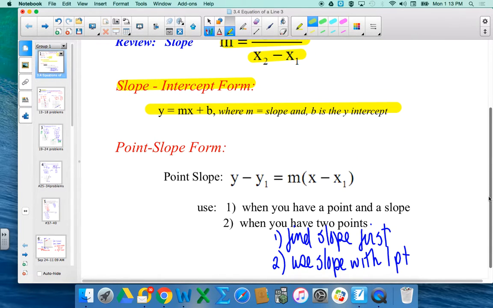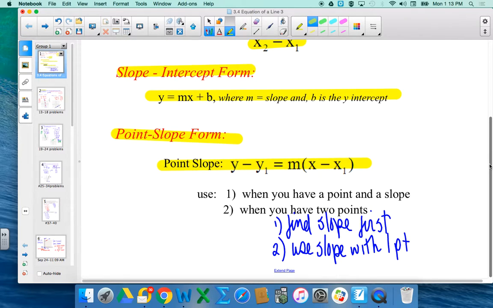The point-slope formula is the formula that you should remember every time you're asked to write an equation of a line. That formula should be the formula you think of. The name tells you when to use it. You use it when you have a point and a slope, or you use it when you have 2 points. When you have 2 points, you have to find the slope first, and then use the slope with one of the points. It doesn't matter which point, you're going to get the same answer regardless of the point you choose. I'll put all the formulas here on one page so you have them all together.